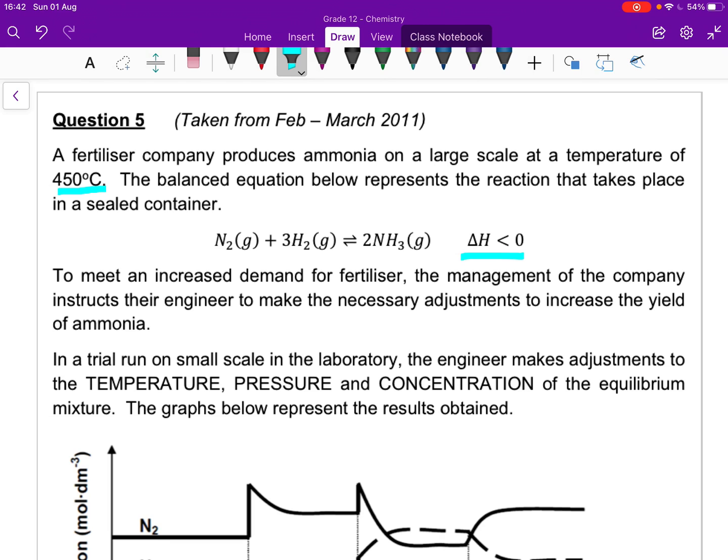To meet an increased demand for fertilizers, the management of the company instructs the engineer to make the necessary adjustments to increase the yield of ammonia. So we've got to do things to make sure that we favor the forward reaction and we get more ammonia when equilibrium is reached. In a trial run on a small scale, the engineer makes adjustments to temperature, pressure, and concentration of the equilibrium mixture. The graphs below represent the results.